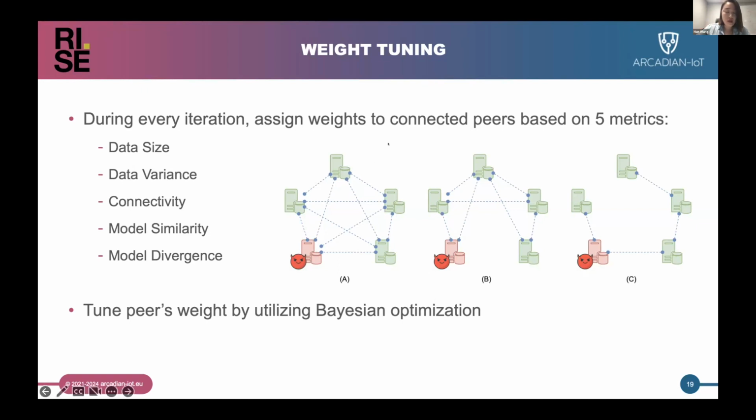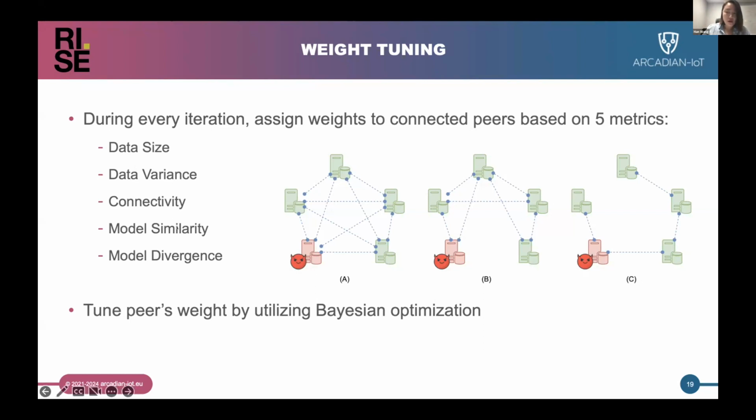How to assign the weight is based on 5 metrics. First of all is data size, which means how much data the client has, and data variance of these peers, and then how much connectivity this peer has. We assume that a peer connected to more other peers is more important than the others, so the higher the connectivity, the better the score should be. And the model similarity.